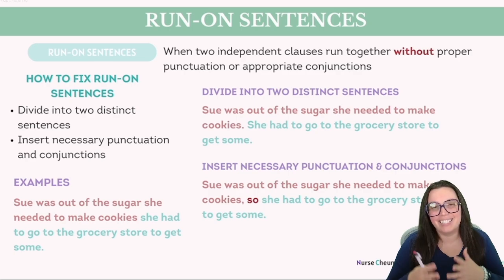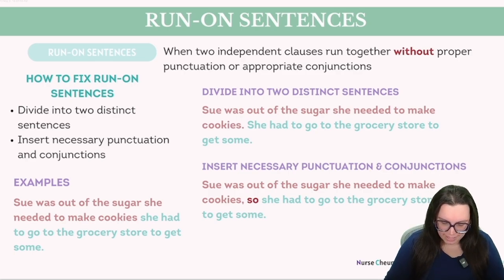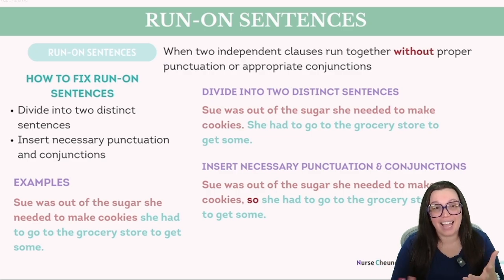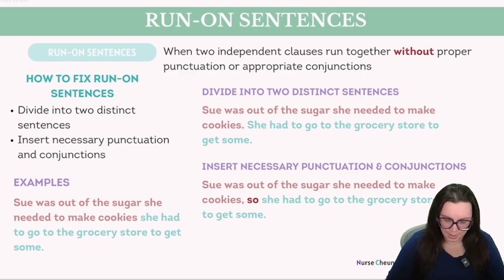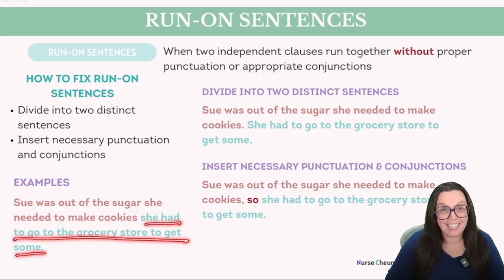Let's analyze the example. "Sue was out of the sugar she needed to make cookies. She had to go to the grocery store to get some." This sentence lacks the rhythm and pauses that help the reader understand the text. It includes two complete sentences. One, "Sue was out of sugar she needed to make cookies." And two, "She had to go to the grocery store to get some."